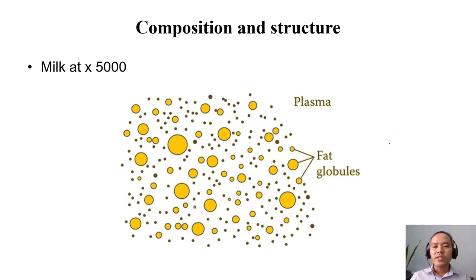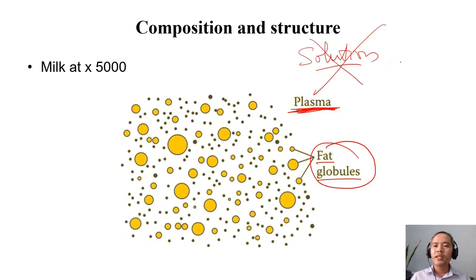So now what do you see first? If we zoom in, we see first fat globules. The globules which contain mainly fat. And then if we take the fat globules out, the remaining part of milk is called plasma. Okay, so up to here, we have to agree with each other that milk is not a solution.